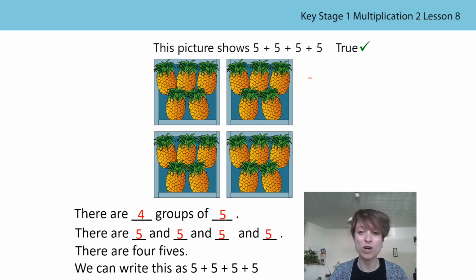Now I'm going to write the number 5 next to each box of pineapples. So I've got my second 5 here. I'm going to write my third 5 and my fourth 5. So 4 groups of 5.